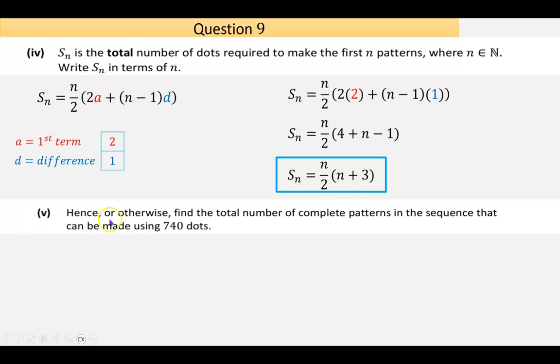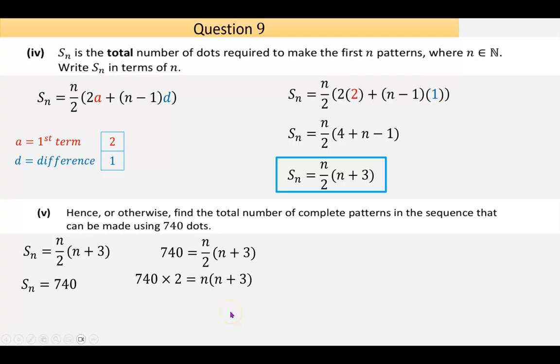Now, part 5 says, hence or otherwise, find the total number of complete patterns in the sequence that can be made using 740 dots. Now, in this case, we're given what S of n is, not n. So it's a little bit less straightforward than we might like it. When I put the 740 in, I'm putting it in here. So the n's are kind of trapped. Now, we can fall back on algebra. If you're trying to resolve or simplify an equation, you see brackets, multiply them.